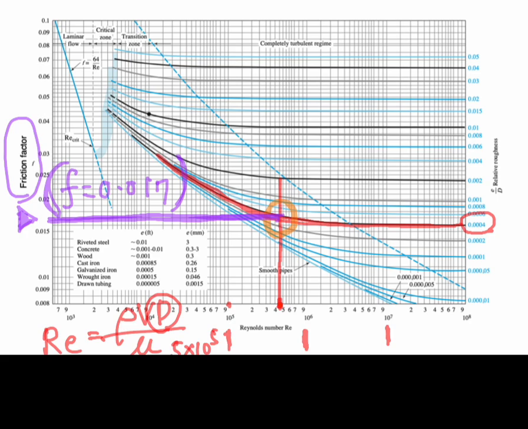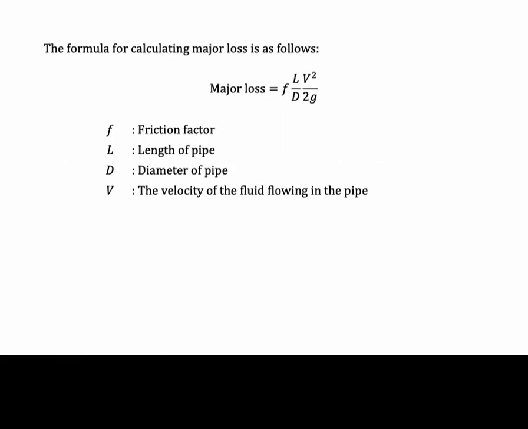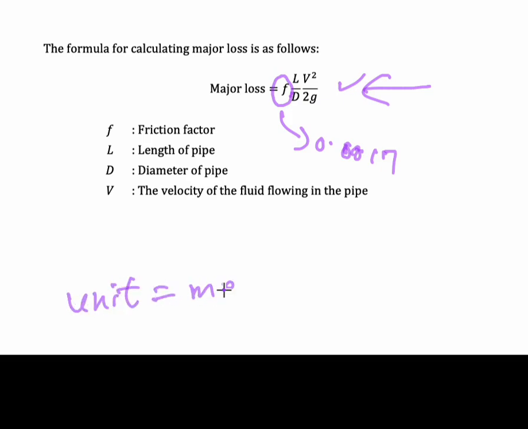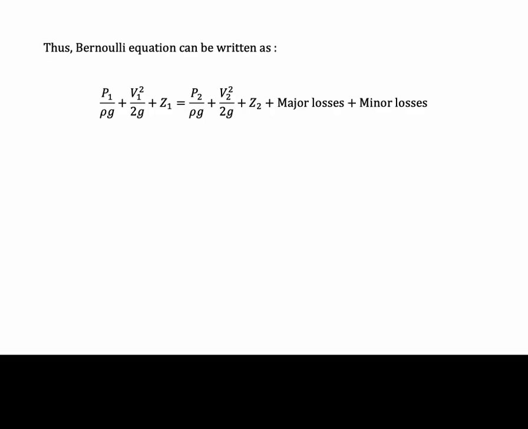So after you get the value of f, you just come back into this equation. You substitute the value of f here, 0.0017, and then you could calculate the amount of major loss. The unit for the major loss is in meter. Why? Because in the Bernoulli equation, we could see that all this unit is in meter. So for sure, the major loss here is in meter, and also the minor loss is in meter.